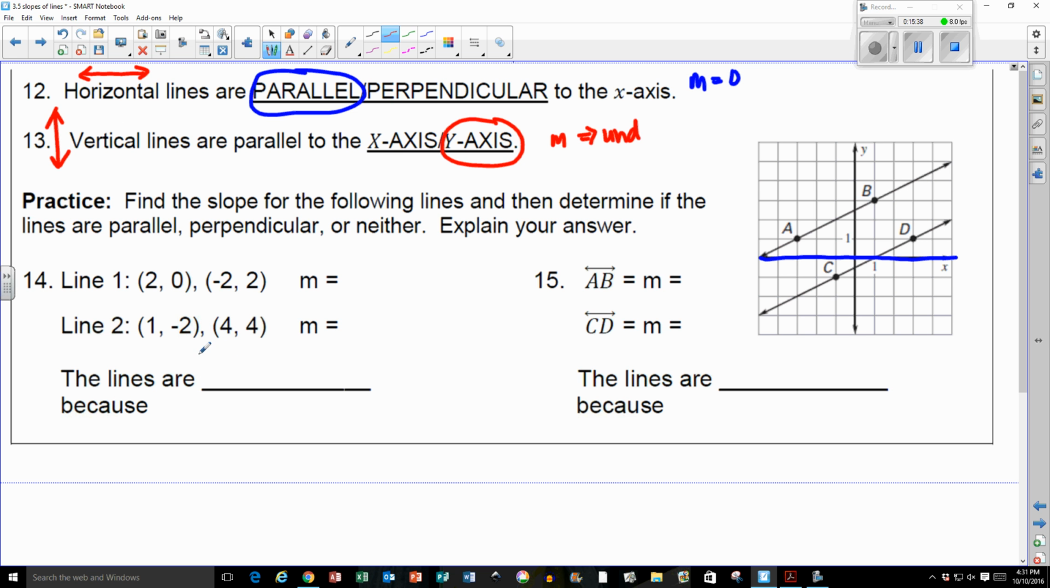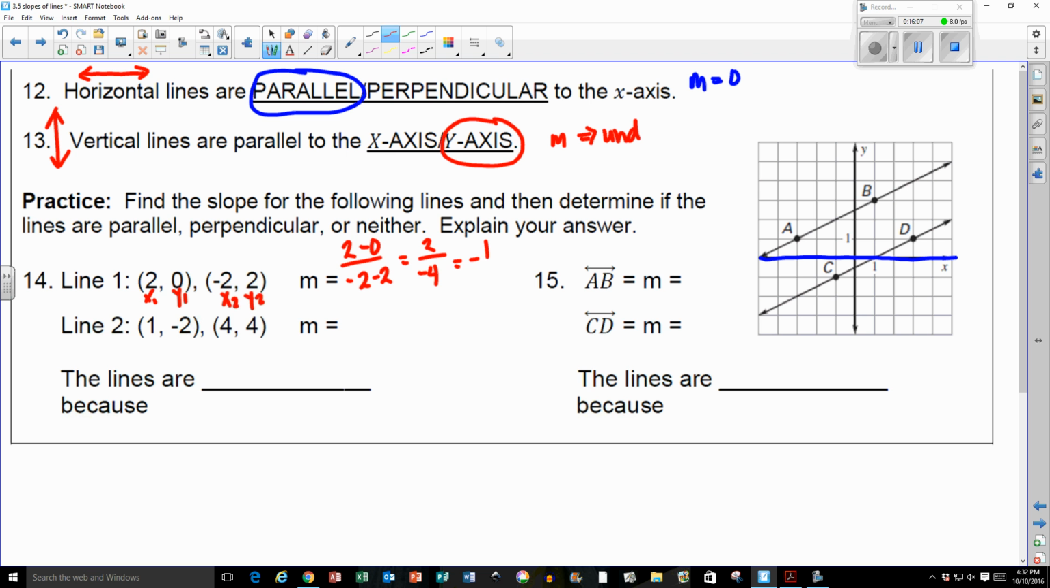All right, last part. Find the slope for the particular lines and determine if they're parallel, perpendicular, or neither. So I'm going to find the slope of this line. So you got your x1, y1, your x2, y2. So it's going to be 2 minus 0 over negative 2 minus 2. So 2 minus 0 is 2. Negative 2 minus 2 is negative 4, which is negative 1/2. And then we'll do this one.